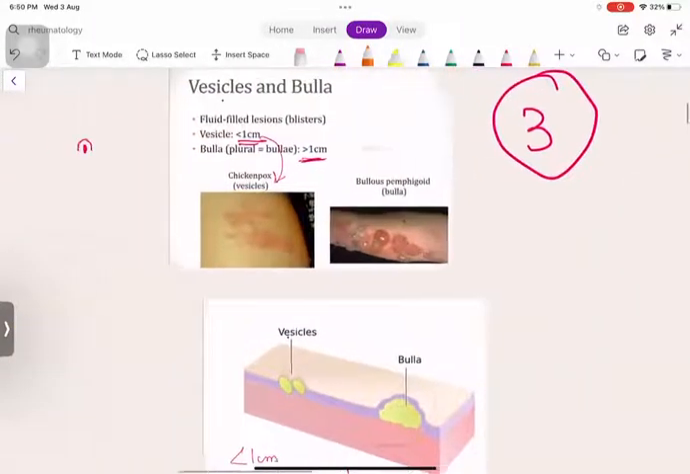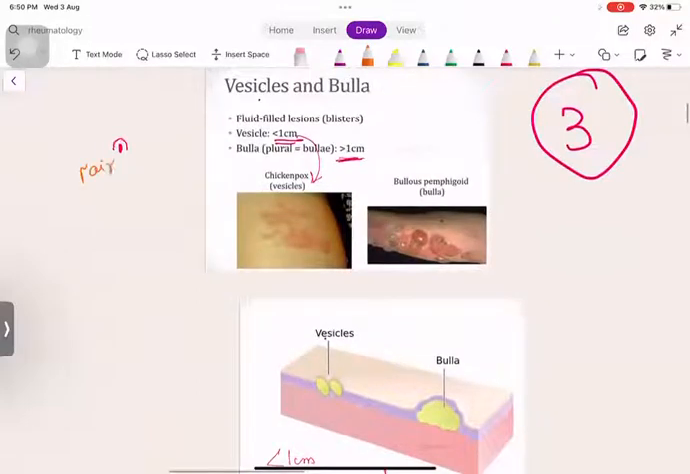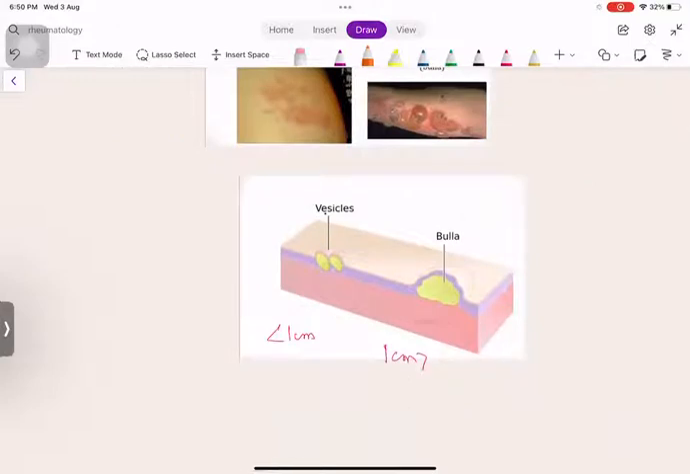Third, we have raised lesions with fluid on them. These are vesicles if less than 1 centimeter, like we get in chickenpox, and if greater than 1 centimeter it is bullous pemphigoid. Again, lesions are raised and they have fluid in them.